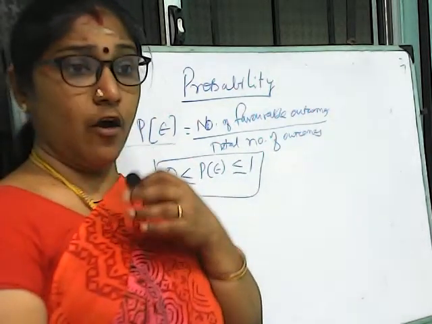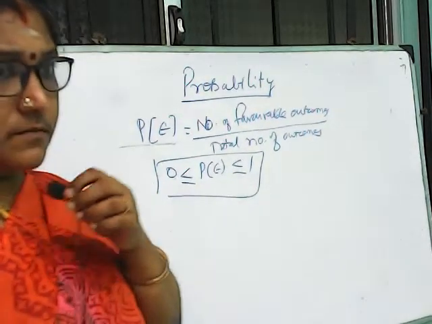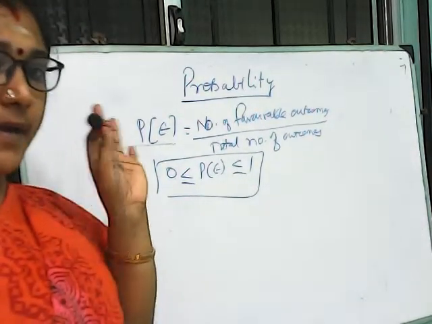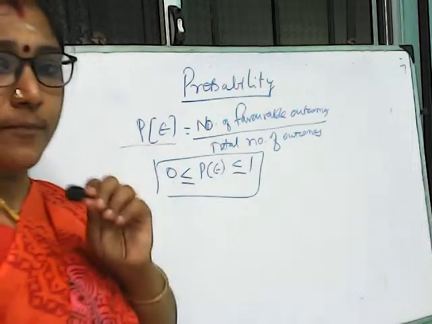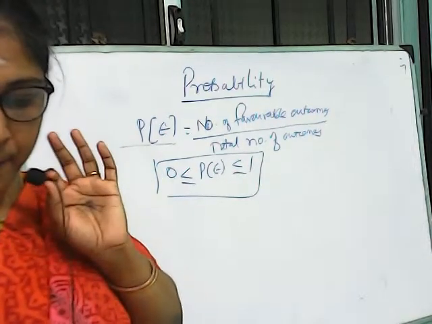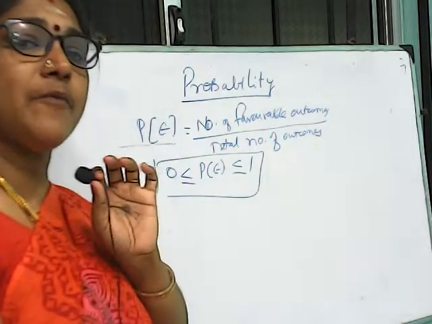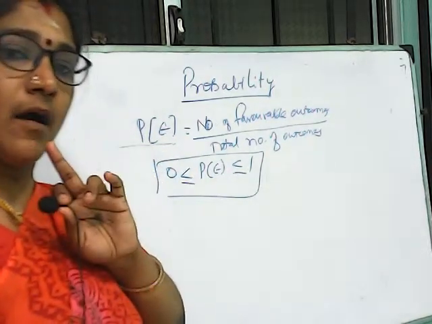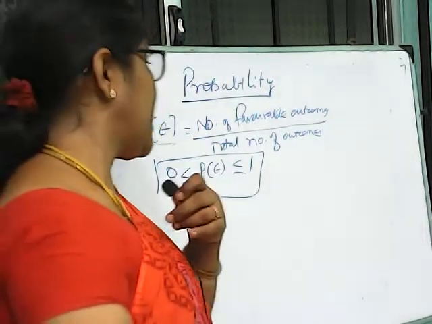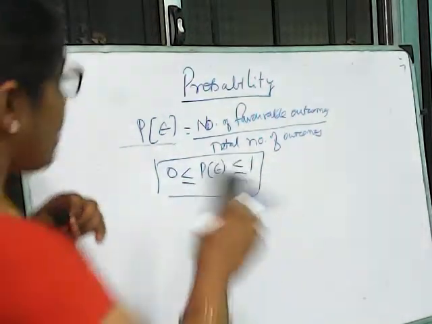Probability of an impossible event will be 0 and your total probability will always be 1. Okay, probability cannot be negative and probability also will not exceed 1. Okay? Now we will see sample space.